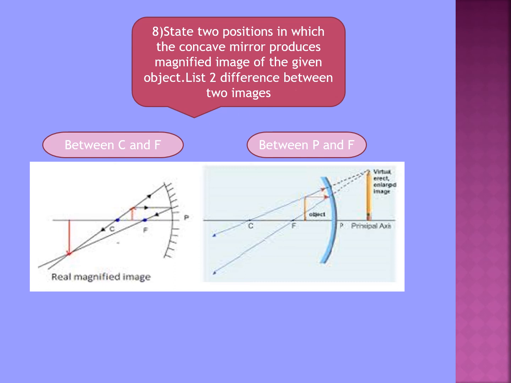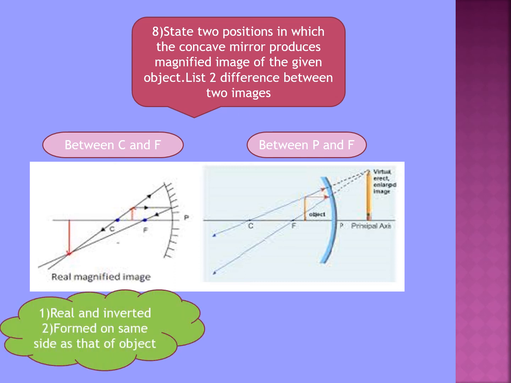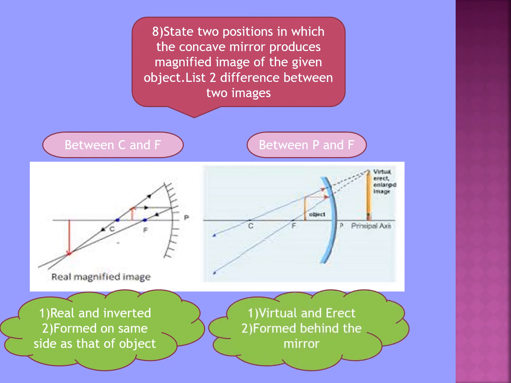List two differences between the two images. Now what is the difference that we can see? In the first case, we have got an inverted image, whereas in the second case, we've got an erect image. So the first difference is the image formed here is real and inverted, whereas the image formed here is virtual and erect.